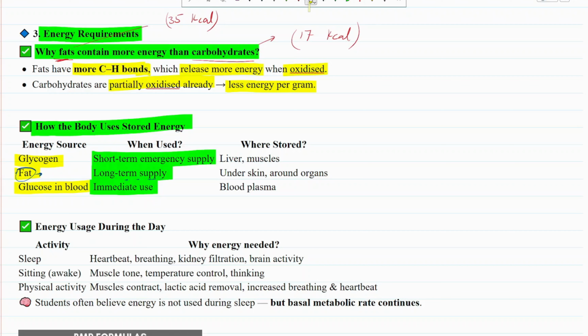And where are these three types of energy stored? Glycogen is stored in the liver and muscles. Fat is stored under the skin and around organs. And which organs? Usually the vital organs, for example, the stomach, the liver, pancreas, etc. These are considered the vital organs. So usually fat is stored around these organs, and then glucose in blood, as mentioned in the name, blood. So it's present in the blood plasma.